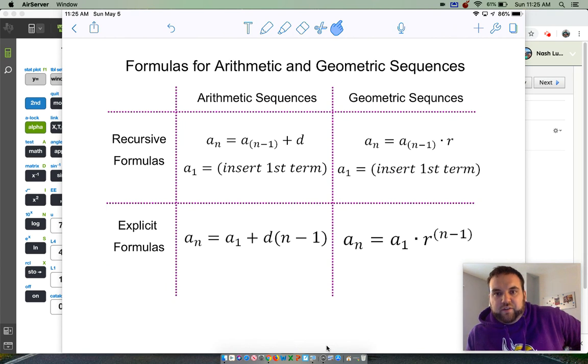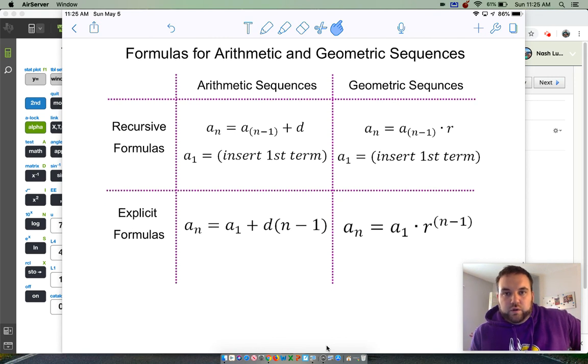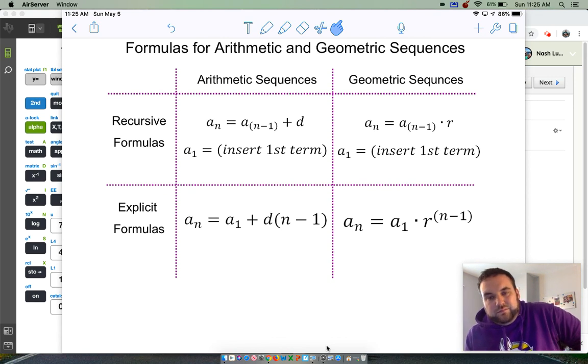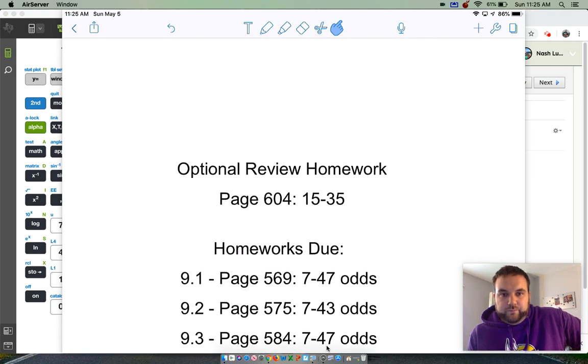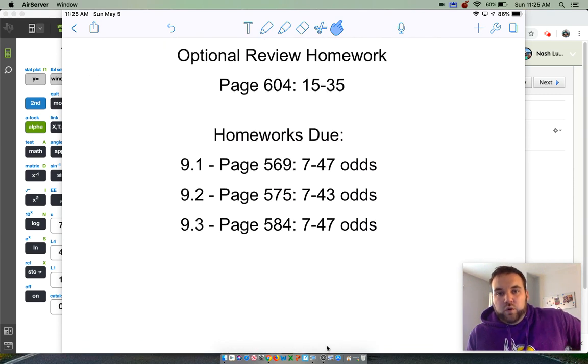This was the graphic organizer that we made in class of the recursive formulas for both types of sequences. So you can look over this stuff. Again, that's not going to be given to you on the test, so you will have to know it. But I think with enough practice, it does get to be second nature and kind of makes sense what to do. The optional review homework is 604, 15 to 35. The word optional, meaning that it is not being collected. But those are the 3 homeworks that are due when we test on 9-1 to 9-3.